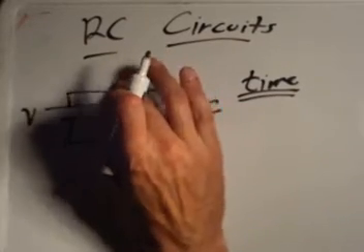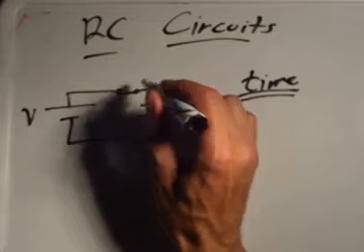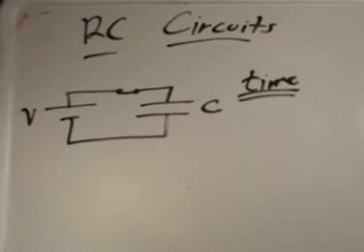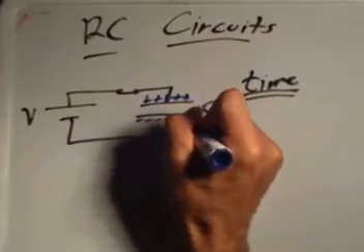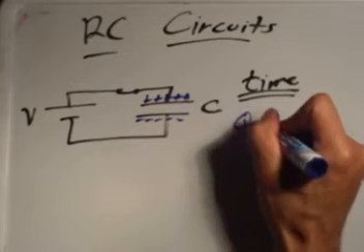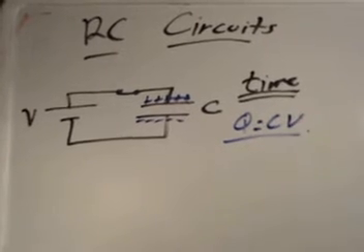In other words, from the moment I close the switch and start counting alligator 1, alligator 2, how long is it going to take before this capacitor is completely charged and no longer accepting any charge, until it gets the charge Q equal to CV, which is the definition of capacitance? How long does that take?